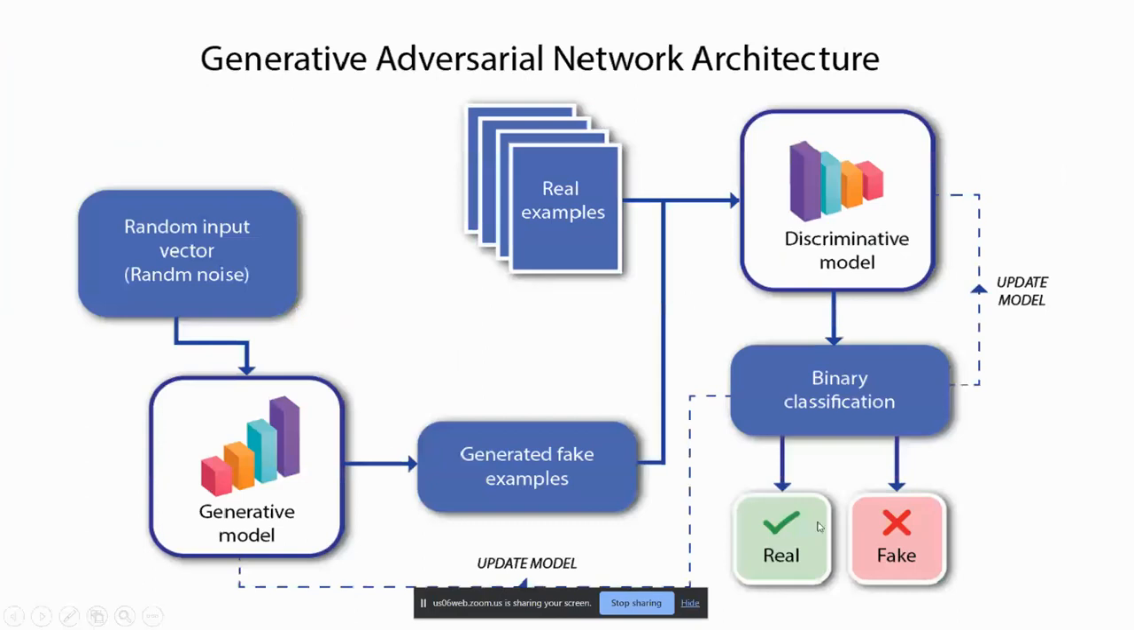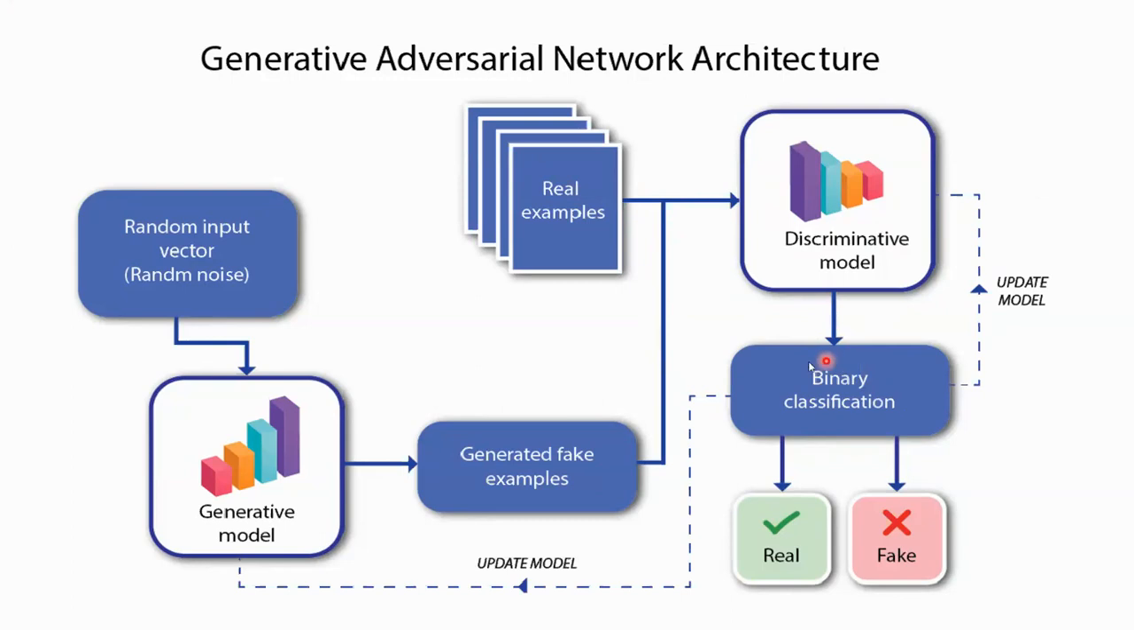This is the structure of the generative adversarial network architecture. Initially I have some random vector, which means a random input. I want that input to be passed to the generative model, and I want some new data. So this random vector is passed to the generative model, and the generative model gives some generated fake example, which is a new example. Next I give this to the discriminative model, which will have the real example and the generated fake example.